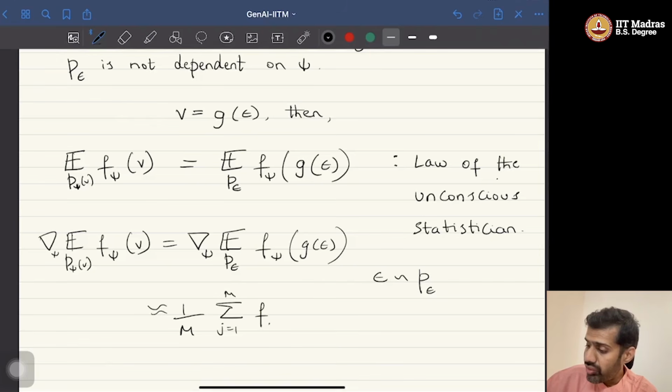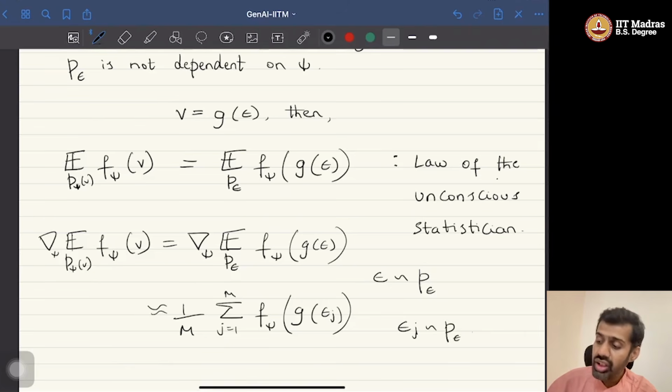Of f psi of g of epsilon j, where the epsilon j's are sampled from p epsilon, right? So now this gradient that could not be computed now can be computed.